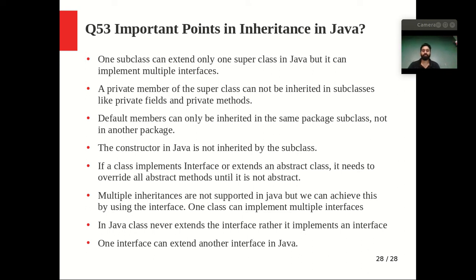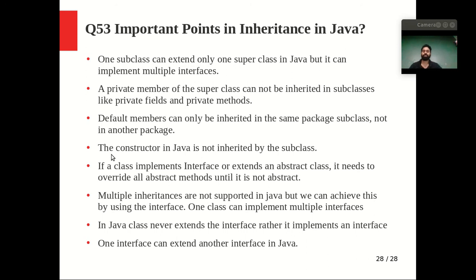The second point is that a private member of a superclass cannot be inherited in a subclass, like private fields and private methods, right? We have discussed this earlier. The third point is that a default member can only be inherited in a subclass in the same package, not in another package. If we have a default member variable in a parent class, it will be inherited into the subclass in the same package, not into another package. Keep this point in mind.